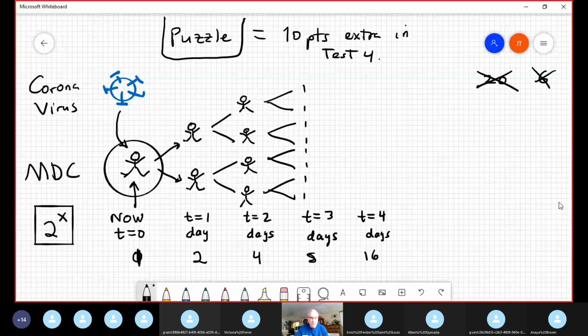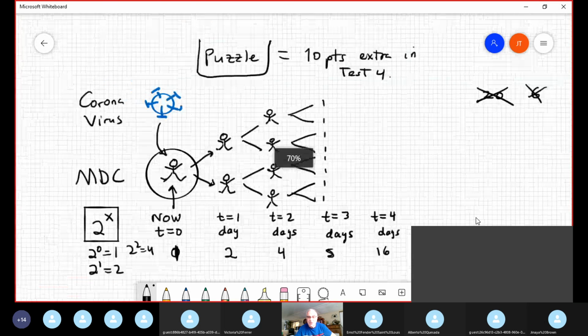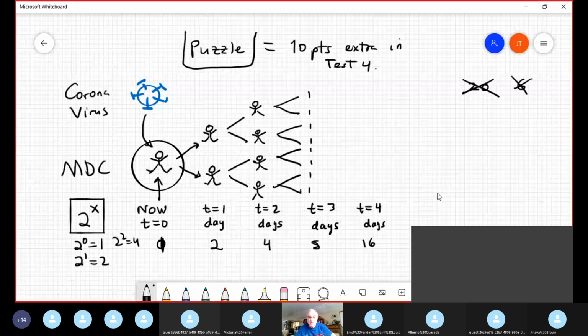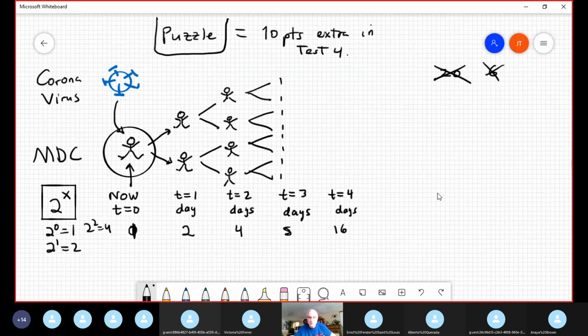Suppose you evaluate at 0, 2 to the 0 is 1. 2 to the 1 is 2. 2 to the second is 4. This is a pattern. This is the formula. Yes or no? Okay. Now, pay attention. Don't interrupt me. And we continue following the same pattern, 2 to the x power.